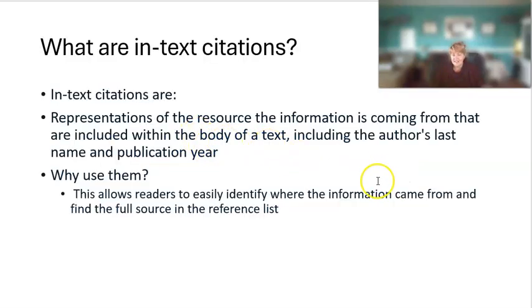So what are in-text citations and why do they matter? In-text citations are representations of the resource the information is coming from that are included within the body of the text, including the author's last name and publication year. So essentially what they do is they tell you where that reference information was used in the context of your paper. This allows the readers to easily identify where the information came from and find the full source in the reference list.